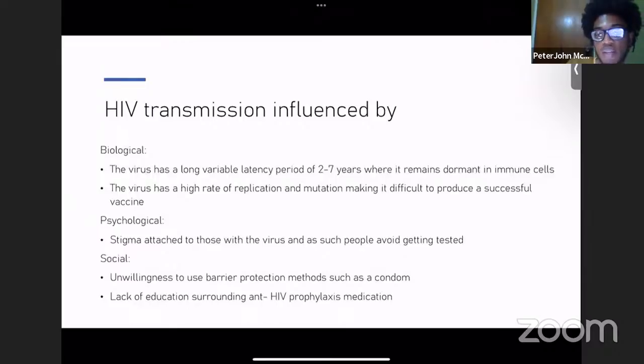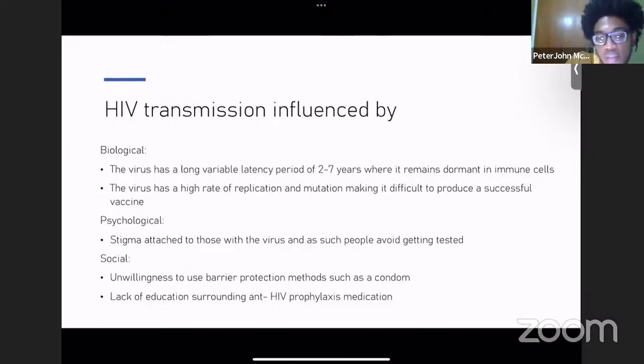Lack of education surrounding anti-HIV prophylaxis medication. So if you have sex with somebody who has HIV, I think it's up to 36 hours, you can have post-exposure prophylaxis treatment, which actually reduces your chances of acquiring HIV. But a lot of people, again, don't know this stuff. So if you're a high-risk individual and you know about this, you can take it. But if you don't know about this, then there's no urgency for you to take it. If you guys understand what I'm saying.